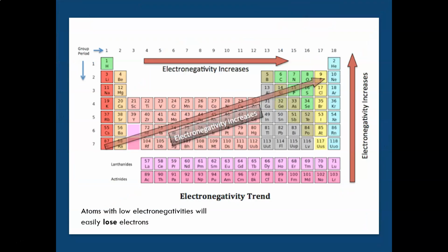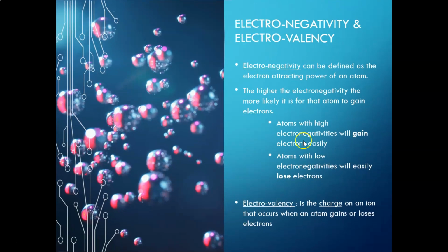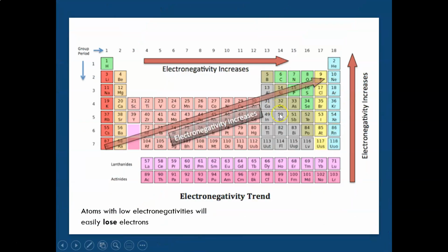Now, if you think of our periodic table and what we've just said, atoms with a high electronegativity will gain electrons easily. So as we move across our periodic table, these atoms will gain electrons easier compared to our metals over here, which will lose electrons easily. And that's all to do with how many electrons are in their outer shells, when you think about it.